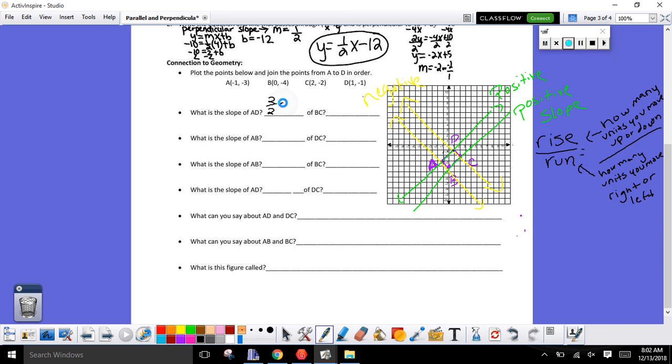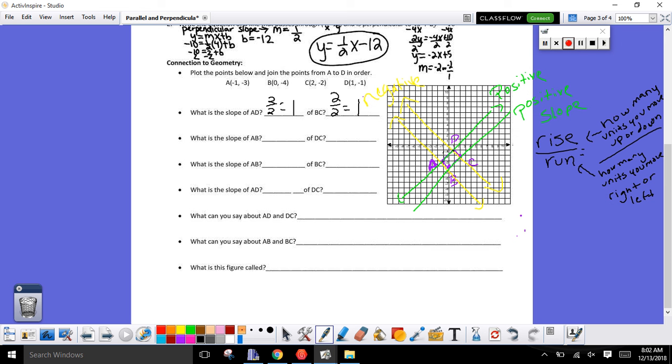So my slope is a positive 1. Now let's look at the slope of BC. So BC, I have 1, 2, 1, 2. So the same, rise 2, run 2, so my slope is a positive 1. What is the slope of AB?